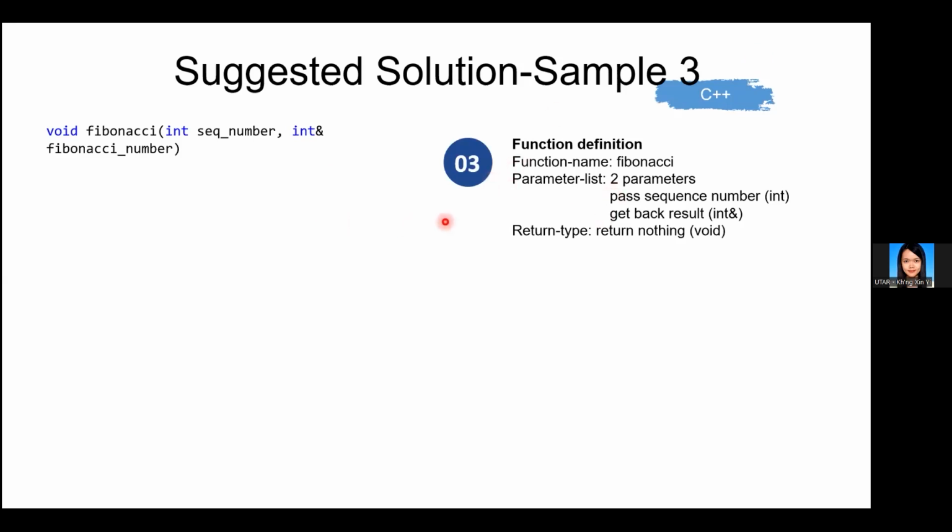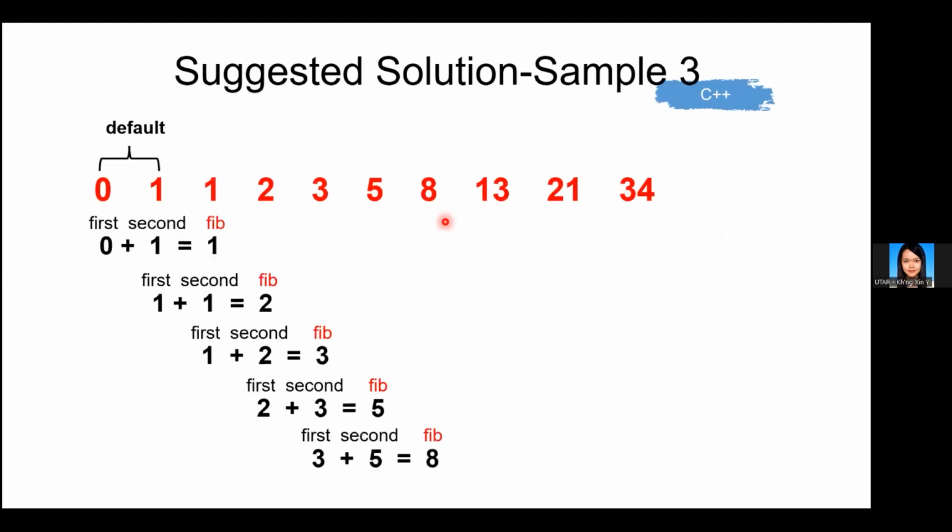Okay, so we're back to here. We have to think of how we can find the correct Fibonacci number according to the sequence number keyed in by the user, right? So we try to look at this slide. You can see the Fibonacci numbers: first, second, third, fourth, fifth, sixth. The first two numbers are default values 0 and 1. So how can we get a Fibonacci number? We add the previous two values, 0 plus 1, get 1. This is the third Fibonacci number. And then 1 plus 1 is equal to 2.